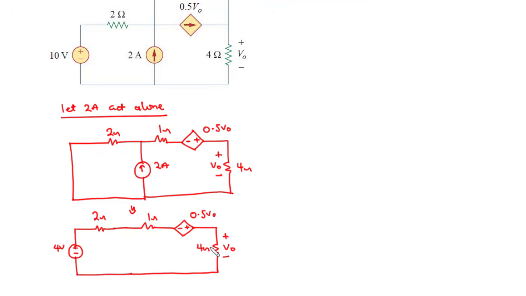Then the 4 ohms. So we assign current I, and then we take the clockwise direction. We have the sum of the source voltages to be 4 plus 0.5 V0, that is equal to, going around the loop, 2 plus 1 plus 4, which is 7. So 7I, and then we have V0 equal to I times 4. So 4I, we're going to put this back into this equation.